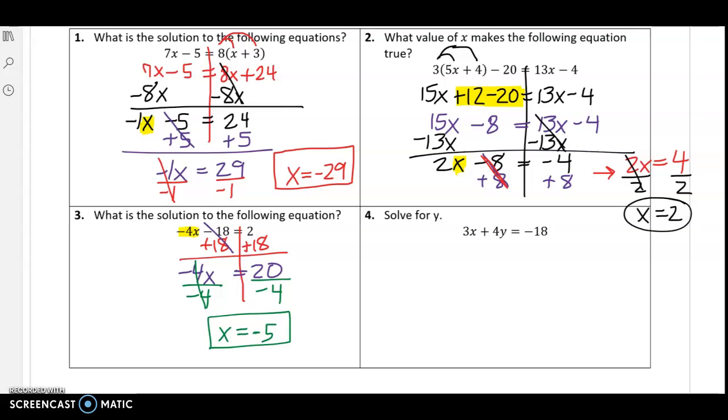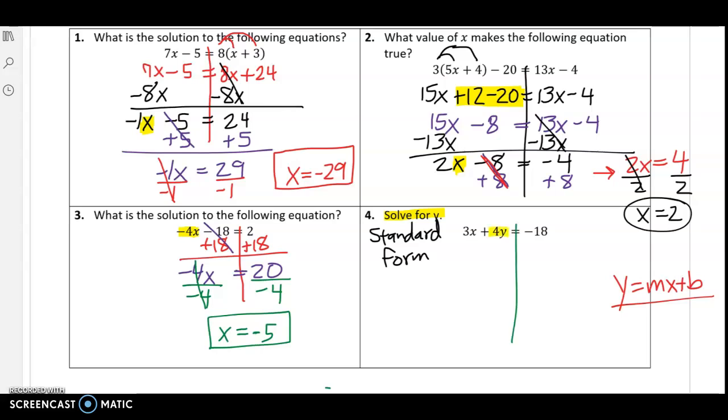Now, if you look at number 4, it is quite different because it's asking you to solve for y, and we have 2 variables. We have x and y. And if you didn't notice, this is actually standard form of a linear equation. And if it's asking you to solve for y, that really means we're trying to get y alone, and that the end result should look like y equals mx plus b, where y is isolated. So our goal here is to get y alone.